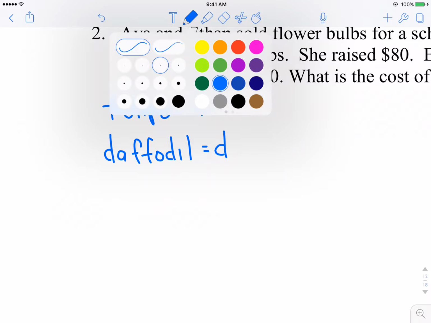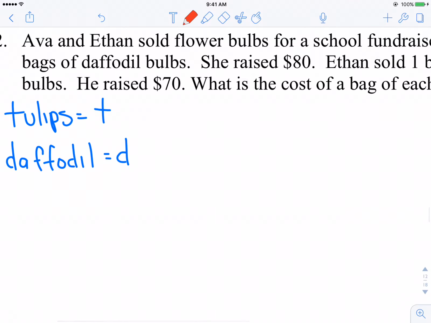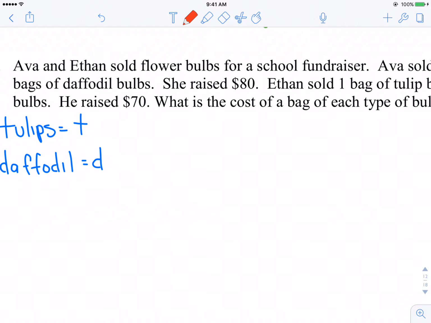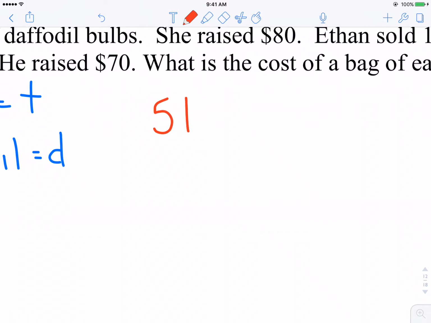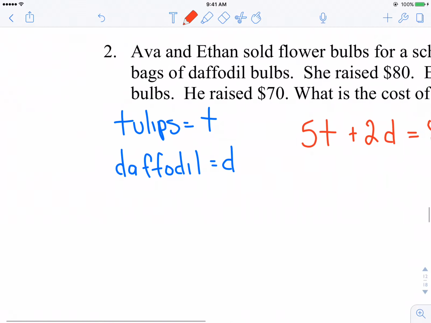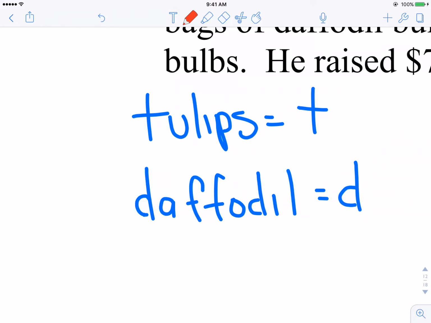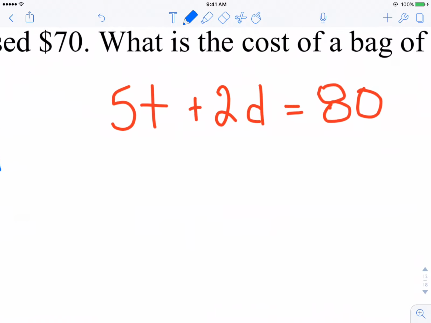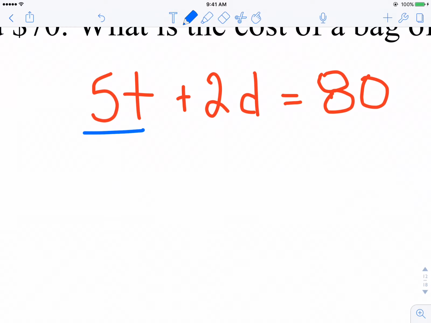Now we look at the cost. So now we can generate our equations. We know that Ava sold 5 bags of tulips. She sold 2 bags of daffodils is equal to, what did she raise? She raised $80. Okay. So I should go back here. This isn't just tulips, this isn't a bag of tulips. This is the cost of a bag of tulips and the cost of a bag of daffodils. Because over here, 5 bags of tulips and 2 bags of daffodils cost me a total of $80.